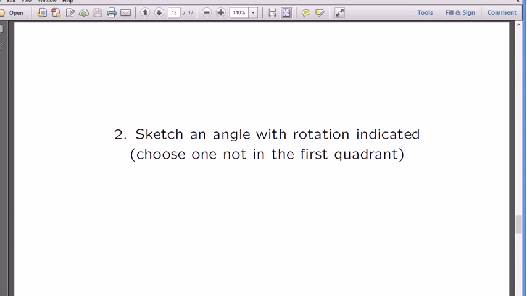Number 2, sketch an angle with rotation indicated, and we're going to call that angle theta. I forgot to write that down. At some point, I'm going to share these slides so that you can use your own, so you can have a big picture of what was studied. I think it is going to be useful for you. So I'll share that in our Google Drive. It'll be announced. So let's see.